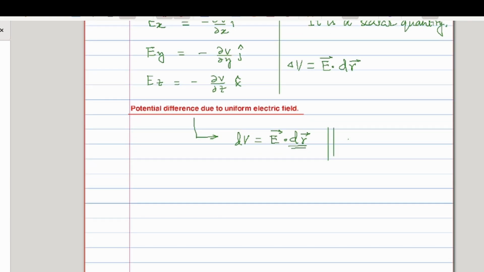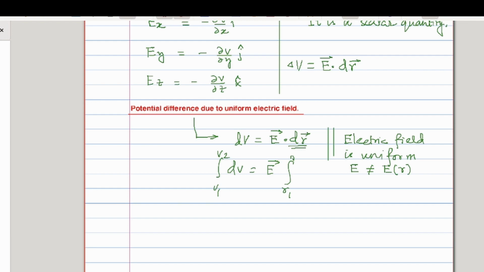If electric field is uniform, means it's not a function of r, then we can just write that integration of dV from V1 to V2 equals to minus E dot integration from r1 to r2. Okay, yes, so V2 minus V1 equals to minus E into r2 minus r1. Now a negative sign should be there.